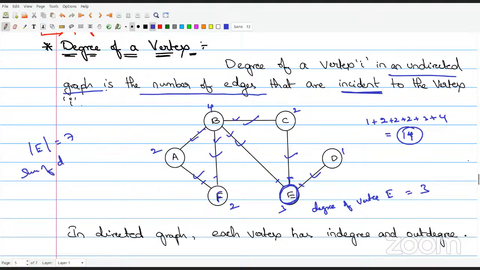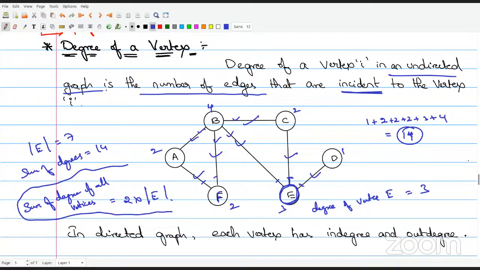And the sum of degrees of all the vertices is 14. So there is a beautiful theorem called the handshaking lemma, which says the sum of degrees of all vertices will be equal to twice the number of edges. There is a connection between the number of edges and the total sum of degrees of all the vertices.